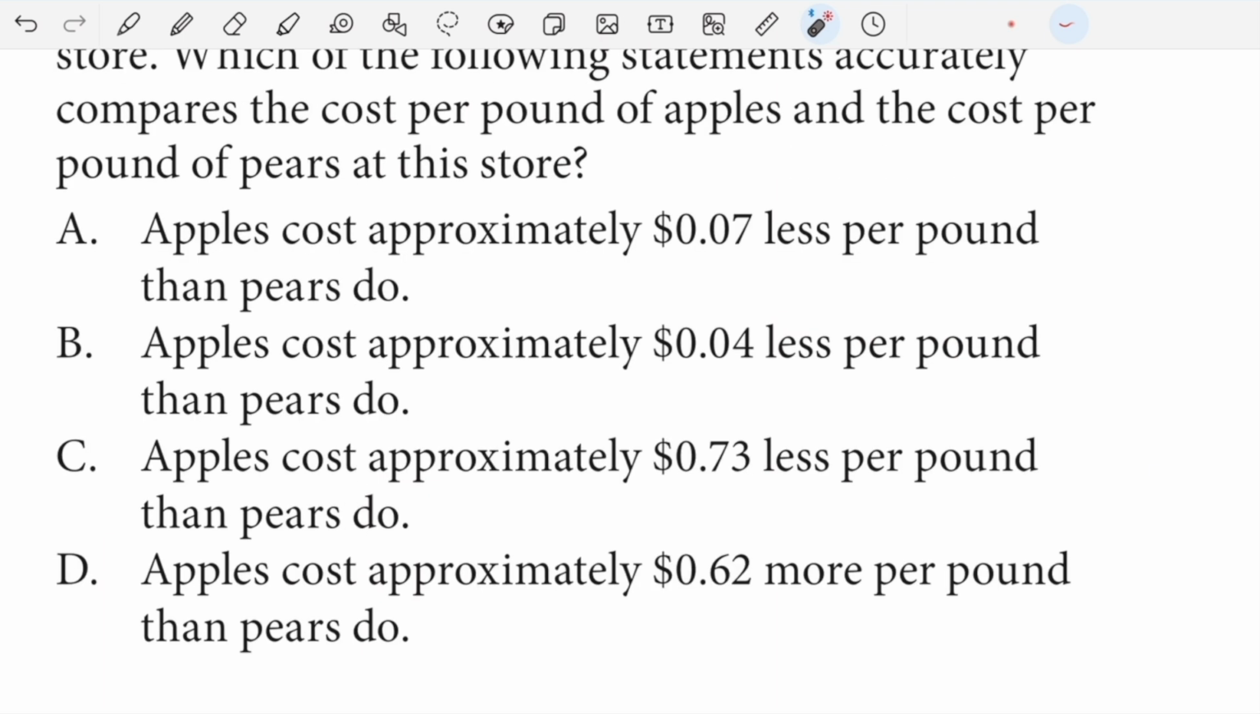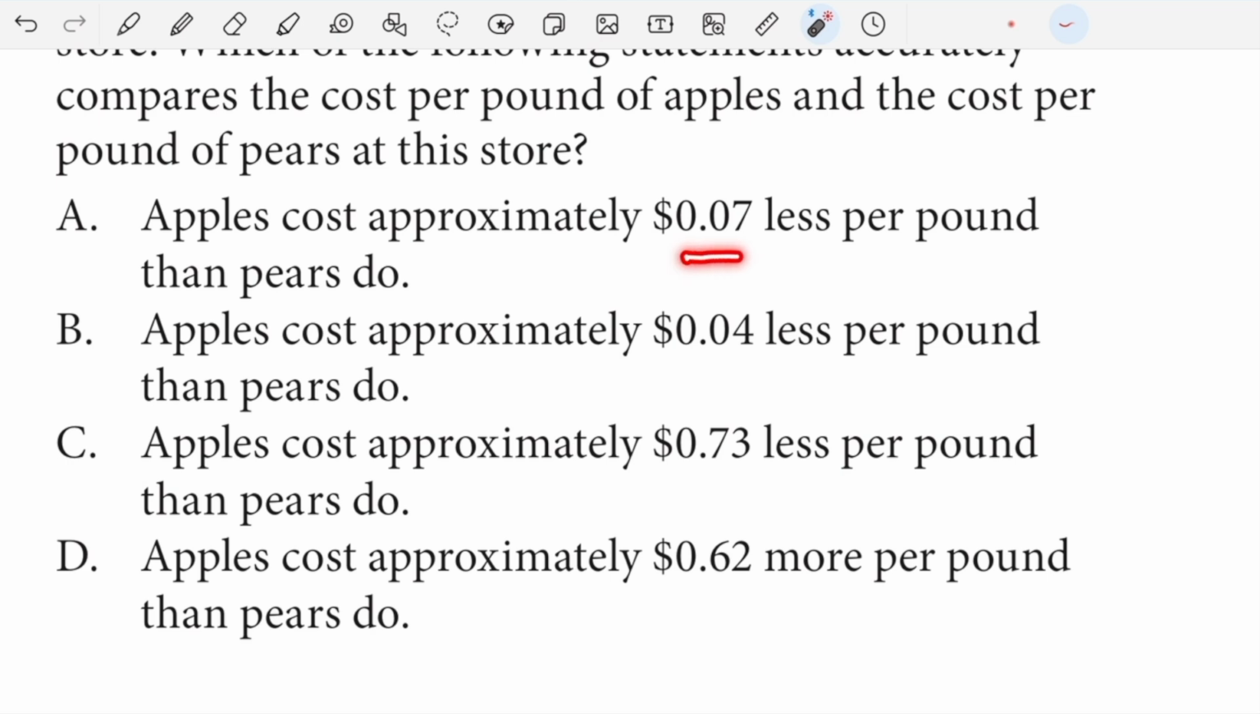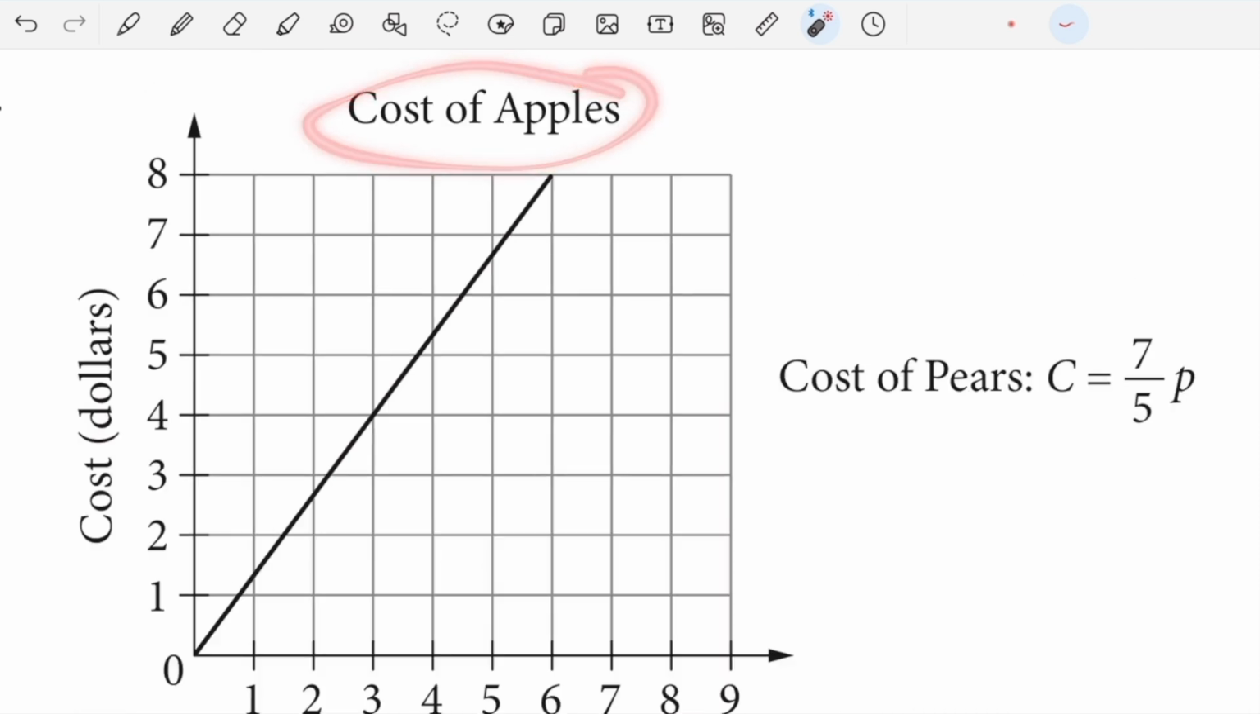Now, let's read the answers. Apples cost approximately $0.07 less per pound than pears do. So what they're giving you is dollars per pound. That's the slope. That's the rate of change. Money, $0.04 less per pound. Money per pound. Money per pound. All right. So that's rate of change, which is the slope. So what I need to do, guys, is basically find the slope of both. I need to find the slope of the apples, and I already have the slope of the pears, right? Which is the 7/5. Let's find the apples. So let's get 2 points. Any 2 points. I see that I have a point right here. And let's check another point along the line right here.